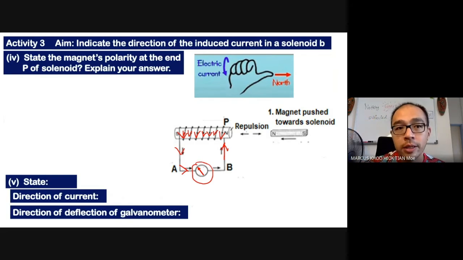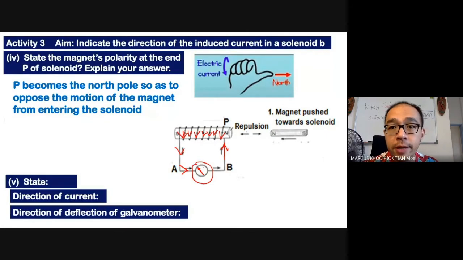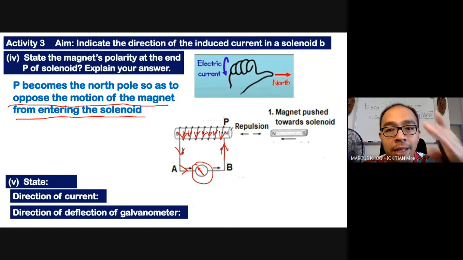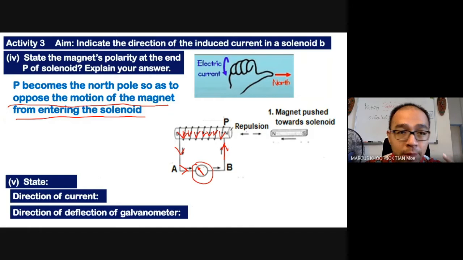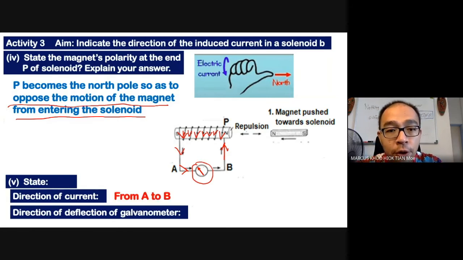Itu galvanometer. So state the magnet's polarity at the end of P. It will be the North Pole. P will become the North Pole because it wants to oppose the motion of the magnet from entering the solenoid. Dia mau menentang pergerakan magnet daripada memasuki solenoid. P becomes North Pole so as to oppose the motion of the magnet from entering the solenoid. So the direction of the current will be from A to B, and the direction of the deflection of the galvanometer will be to the left.